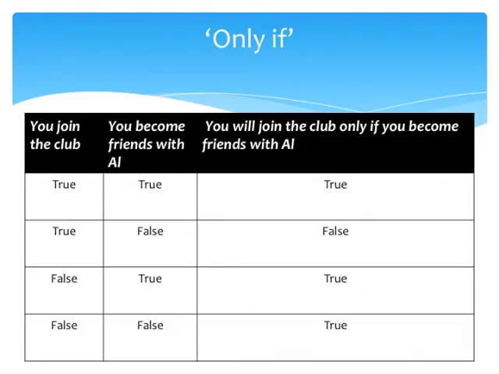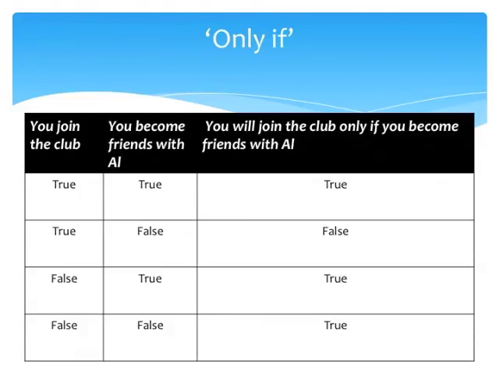For instance, let's go to the fourth row, in which you don't become friends with Al and you don't join the club. This is in consonance with the rule which says that the only way to join the club is to become friends with Al. So we make it true.